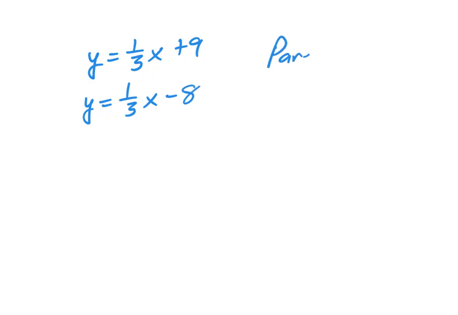Okay, if I said y equals 1/3 x plus 9 and y equals 1/3 x minus 8, these two would be parallel to one another because they both have a slope of 1/3. Okay.